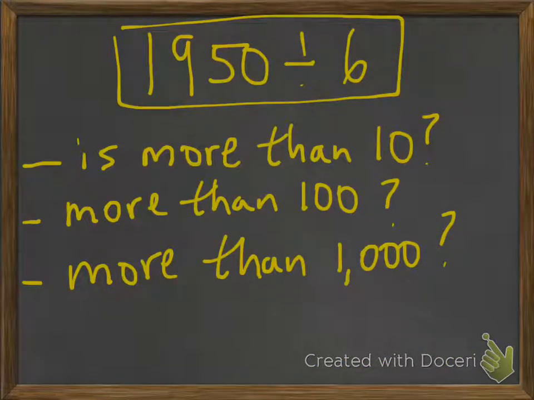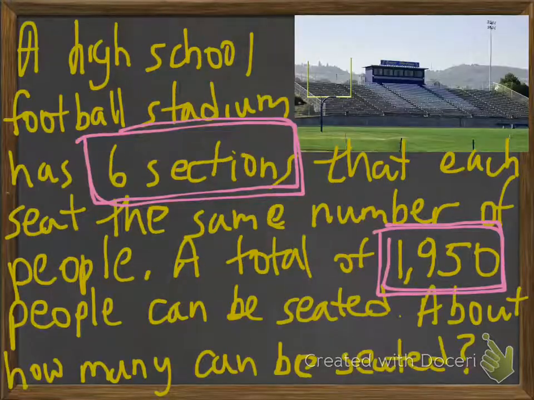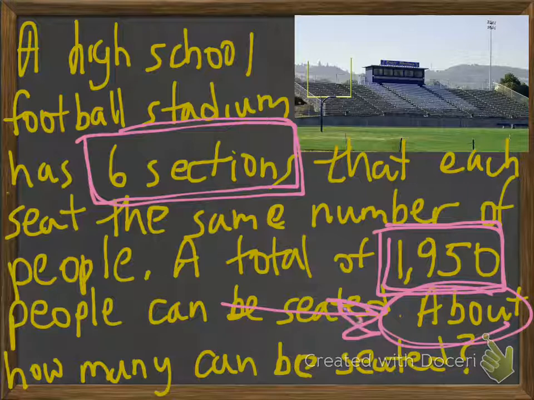So here's the problem. We've got 1,950 divided by 6. And if we go back, it says "about." I think that's the key here. That's how we know to estimate. We don't want the exact, we want to know about.